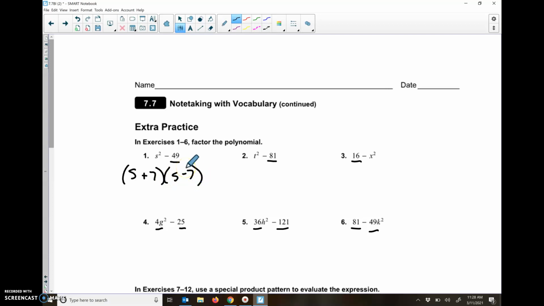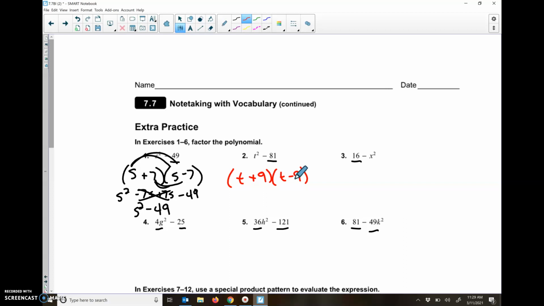And some of you might be asking, well, what happens to that middle term? So if I do that, we have s squared, we have a negative 7s, we have a positive 7s, and we have that negative 49. The negative 7s and positive 7s cancel out to be 0, so we're just left with s squared minus 49. And that's pretty much how all these are going to be. Square root of 81 is 9, so I'm going to have a t plus 9 and a t minus 9. And then same thing, the positive 9t and the negative 9t cancel, and we're left with that.